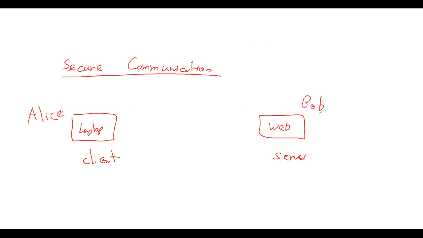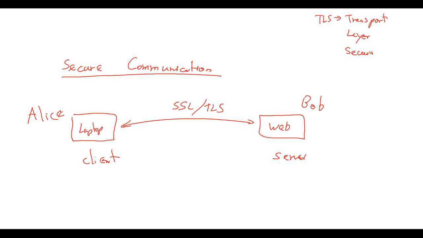A lot of the examples that we're going to look at in the class this semester will involve Bob and Alice. We're going to establish a secure communication through SSL, and the protocol that has been established for that, which is TLS. TLS stands for Transport Layer Security. SSL is kind of like a framework, I would almost define it.